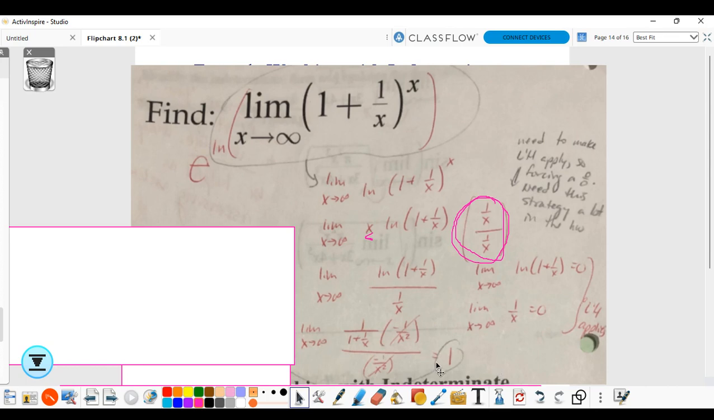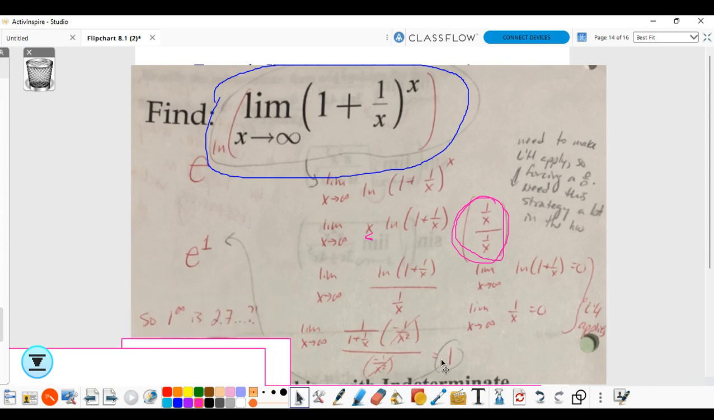Now plugging in infinity, we get 1. Please note our answer is not 1, because we had pulled out just this. You need to remember to bring that back. It isn't 1, it's e to the 1. So yes, in this case, 1 to the infinity for sufficiently large values of 1 is 2.7 and change.